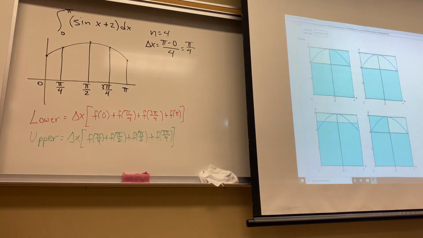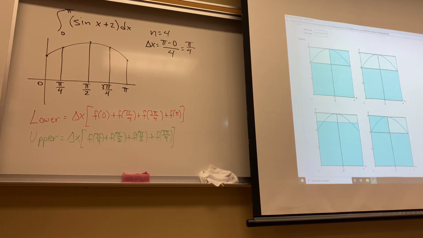So if it's really important that we know that our answer is not too low or not too high by a certain amount, we can do this and guarantee that. With the left-hand rule and right-hand rule, we never know if our answer is too big or too small. It'll probably be more accurate than either one of these, but we don't know which side we're on. We know that the actual answer is going to be bigger than this one, but smaller than that one.